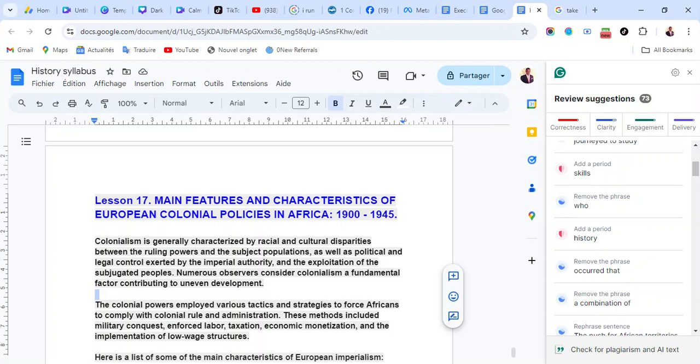Other than that, those they claimed they were paying, the wages were very, very low. So those are the main features of European colonial policies. Now let's look at the characteristics.